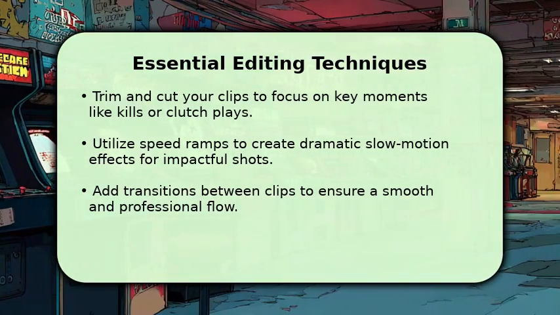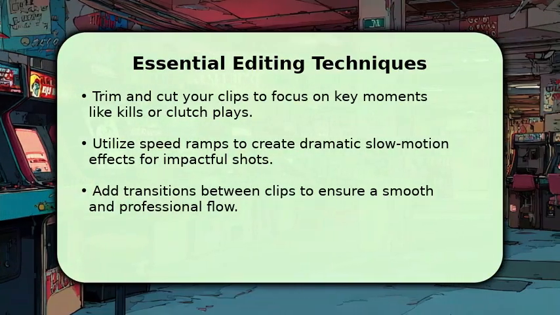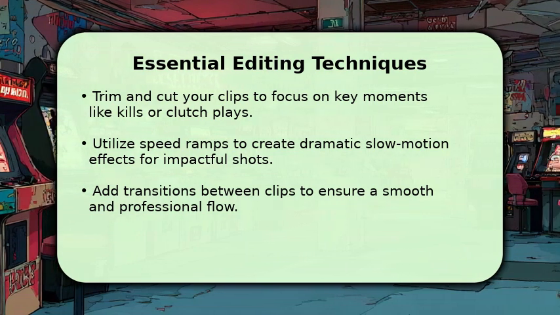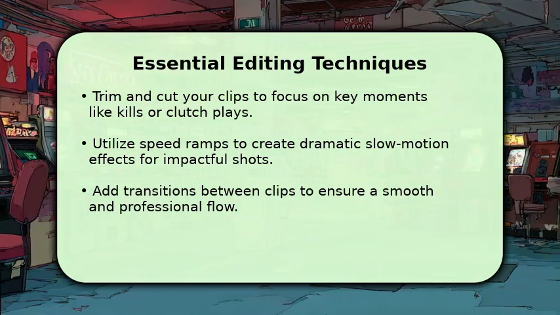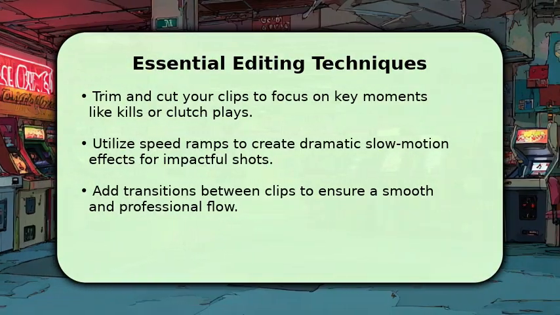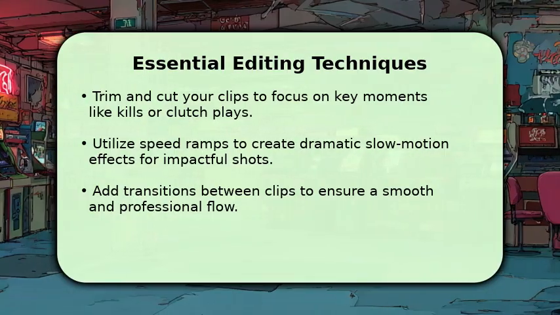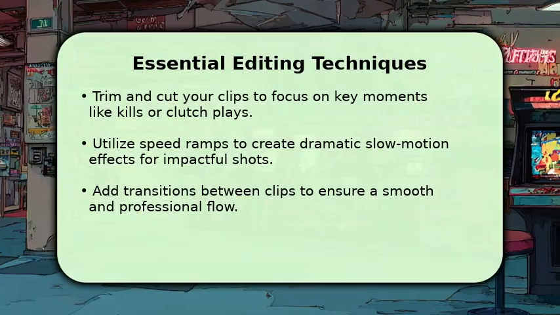To emphasize a particularly impressive shot, apply speed ramps, slowing down the action to perhaps 25% of its original speed for a dramatic effect, then speeding it back up. Remember to add subtle transitions, like a cross-dissolve lasting about 10 frames, between your clips to ensure a seamless and engaging viewing experience for your audience.